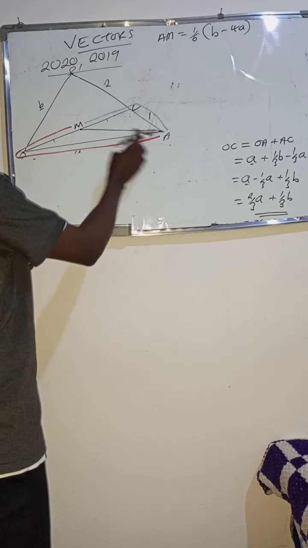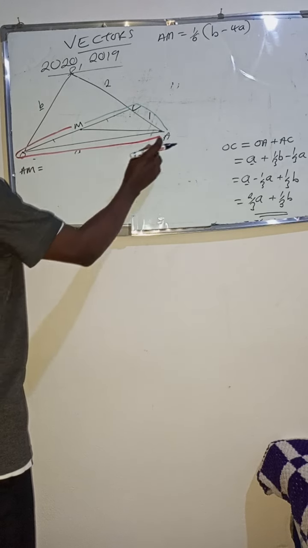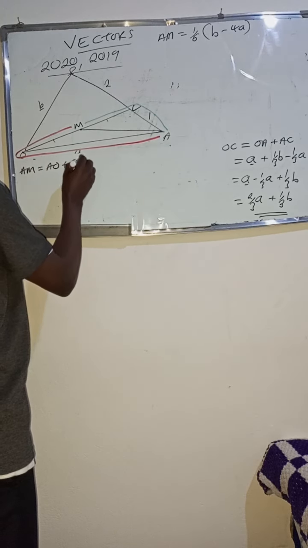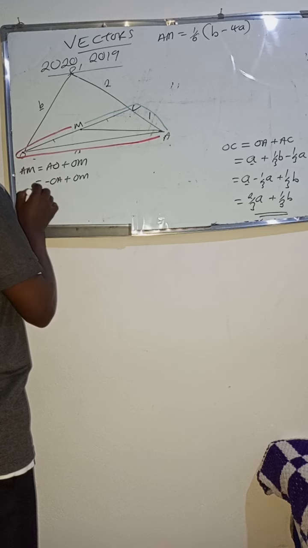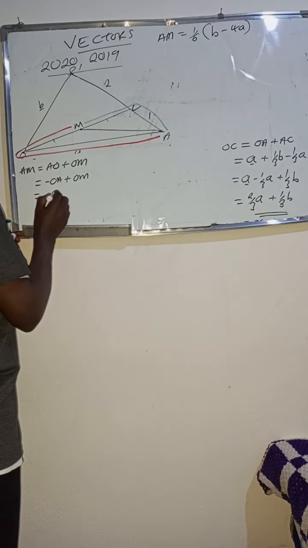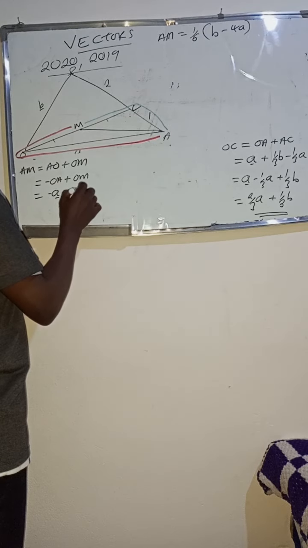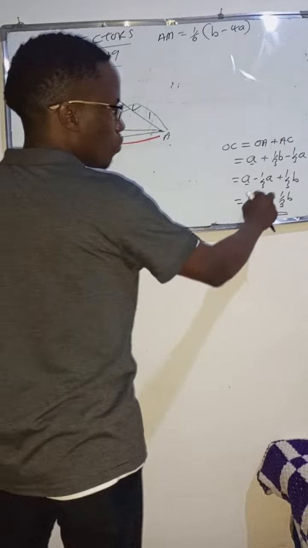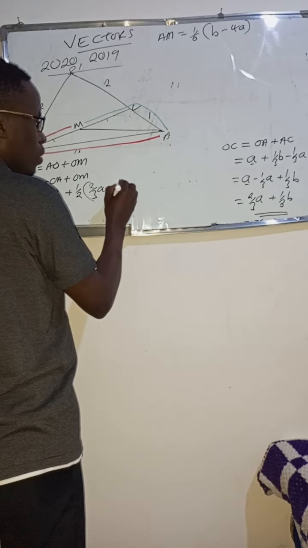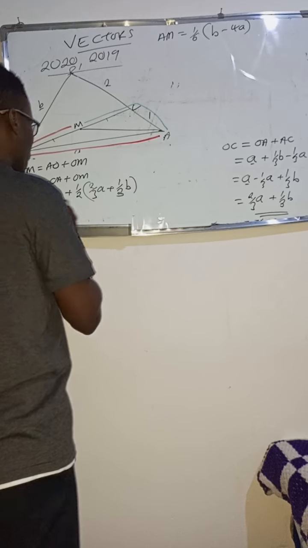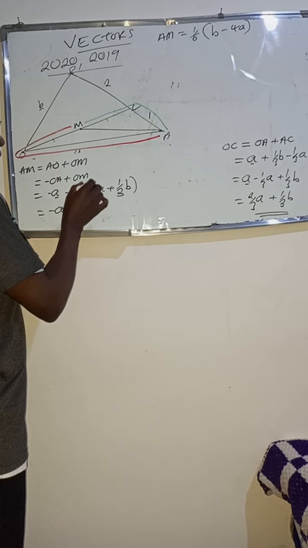So we want to move from A to M. Let's use the first route. What is AM? AM is going to be equal to AO plus OM. Then this is equal to negative OA plus OM, which is then equal to, OA is A, so negative A plus OM. OM is half of OC, which is half of this, which is two-thirds of A, and then plus one-third of B. So this is then going to be equal to negative A, plus 2 there, 1, 2 there, it's 1.